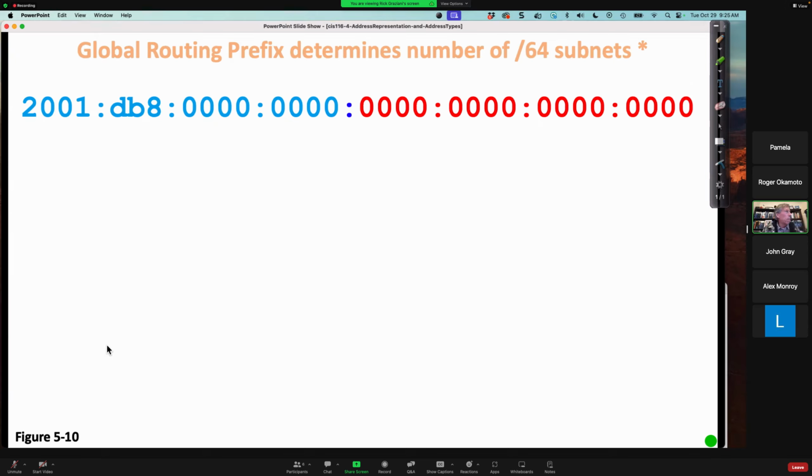Let's talk a little bit about the global routing prefix and how that comes into play.